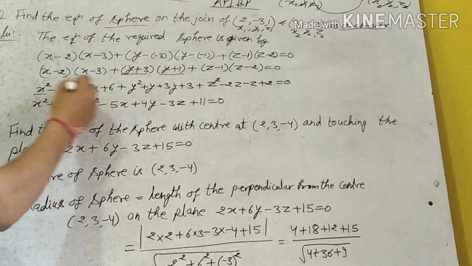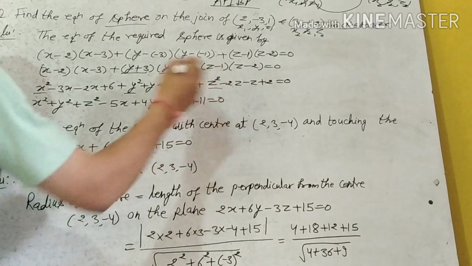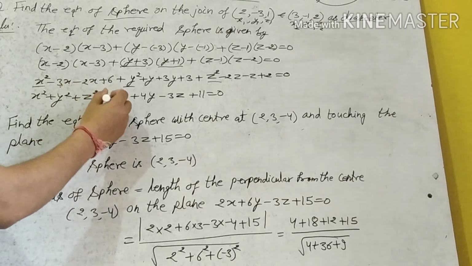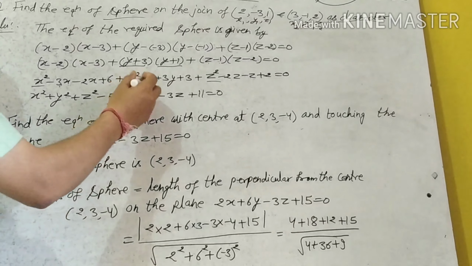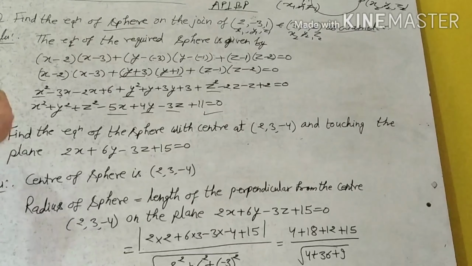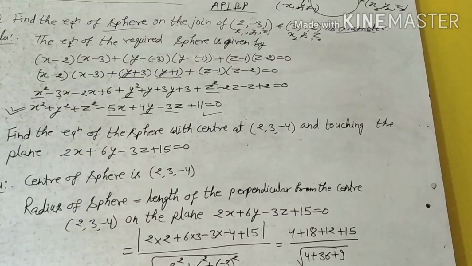Now first we will write the square terms: x square plus y square plus z square, minus 3x minus 2x makes minus 5x, y plus 3y makes 4y, minus 2z minus z makes minus 3z, and 6 plus 3 plus 2 makes 11. So it will be your equation of the sphere when the coordinates of the diameter AB are given. This is your required equation of the sphere.